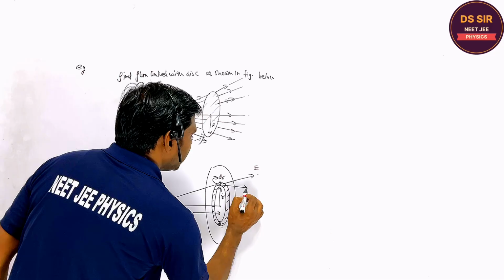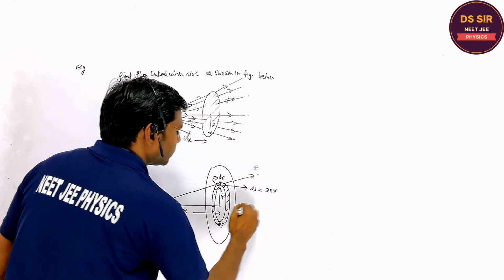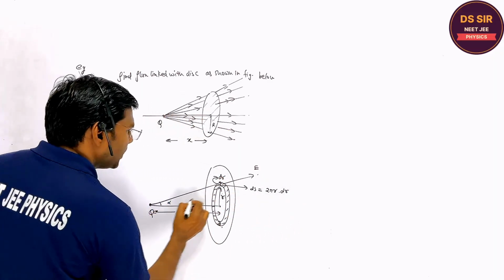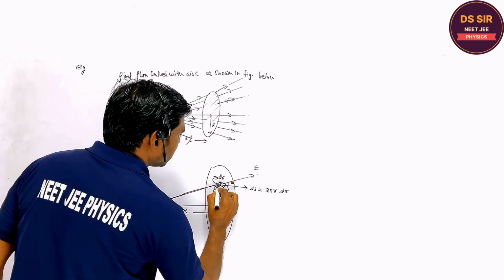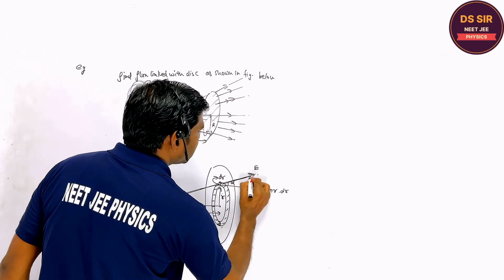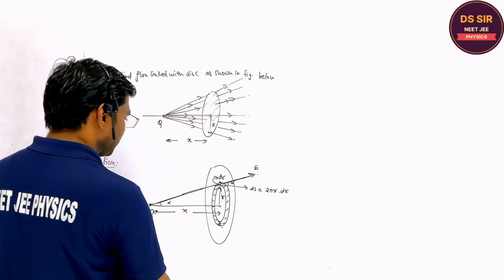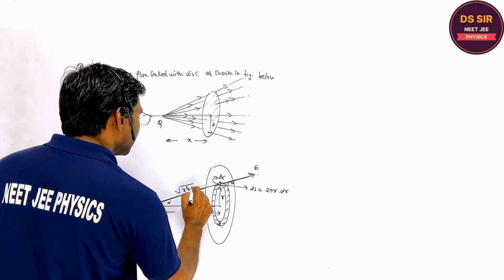So what is the ds vector? It is 2 pi r into the width dr, and the angle between them is alpha. Here the electric field is E. Suppose this is x, this is r. So what is this distance? It is root over x square plus r square.